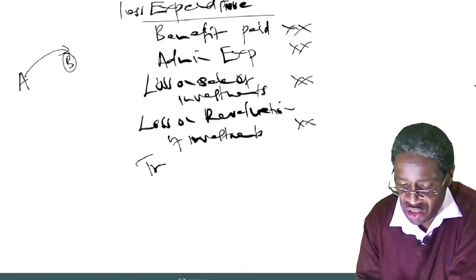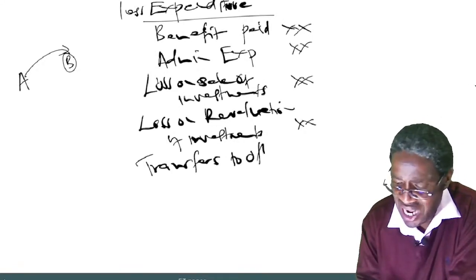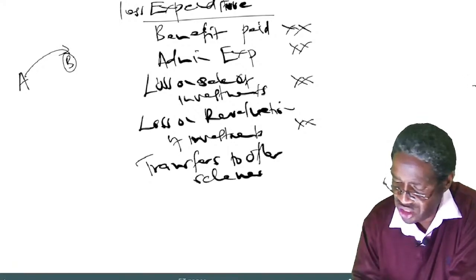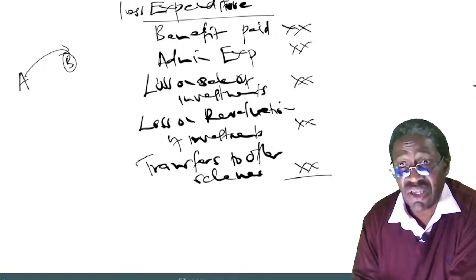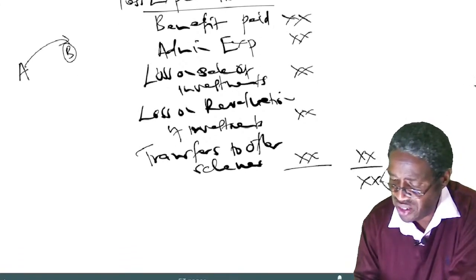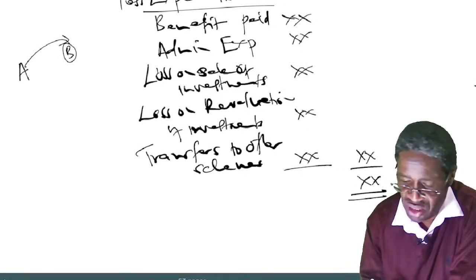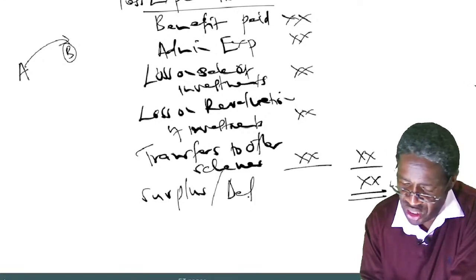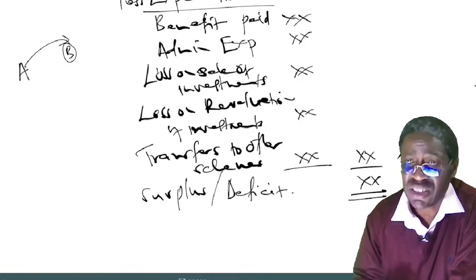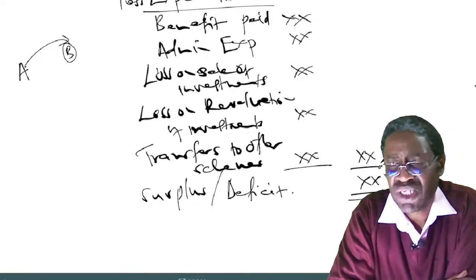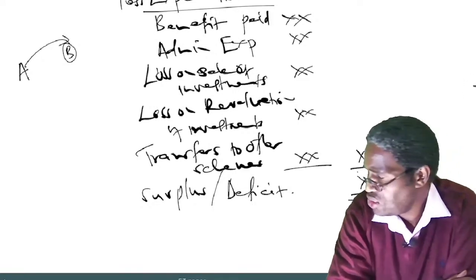You come and see your transfers to other schemes, whatever it is. Assuming those are the only ones, you get the net. Then you compare the incomes and expenditures, and that's what we have called either a surplus or a deficit. Good. So let's put down that format now.